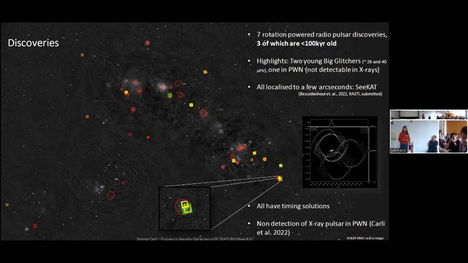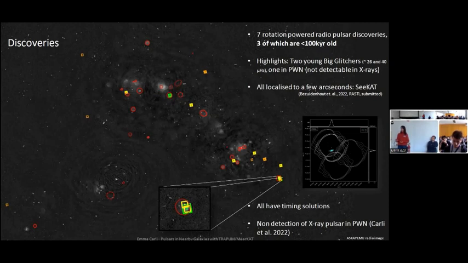Upon discovery, we were able to localize them very quickly to just a few arc seconds using a multi-beam localizer called MeerKAT. Thanks to this precise localization, we could quickly solve the equation of rotation of the pulsar by doing timing observations with MeerKAT and Marianne. And so we quickly had timing solutions for all of these new pulsars.